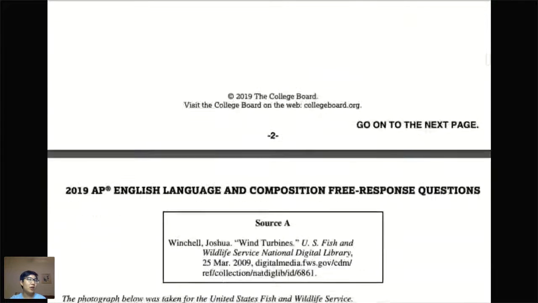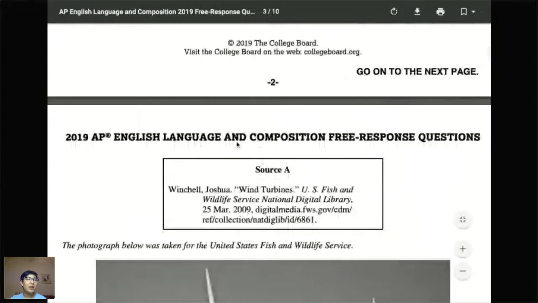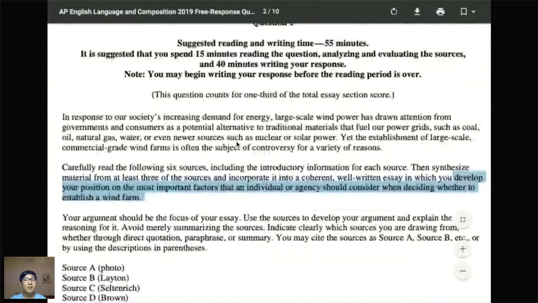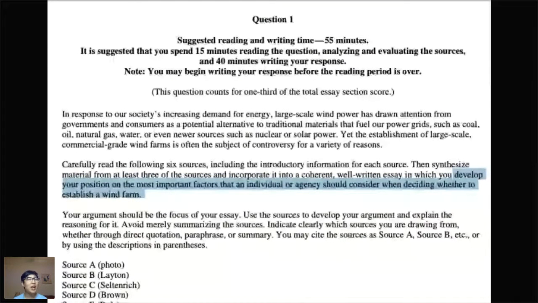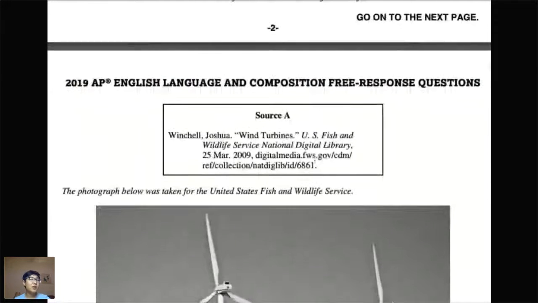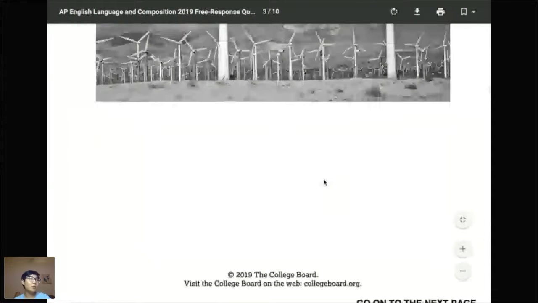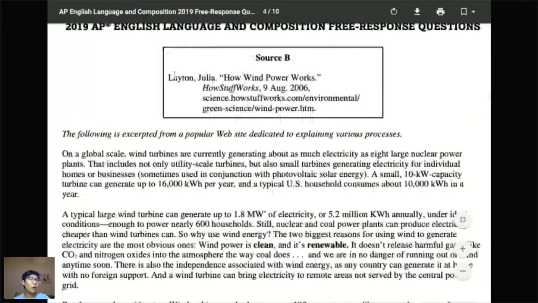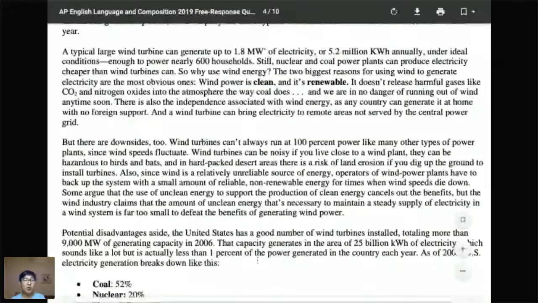So you'll get picture sources. And also, I think oftentimes in AP World or APUSH or whatever history classes you're in, they'll encourage you to call it source A, source B, source D, source E. My teacher, and I think many teachers who teach synthesis, encourage you not to do that. So instead, you'll cite them by their name and credibility. So Joshua Winchell of the U.S. Fish and Wildlife Service demonstrates in his photograph of wind farms, or Julia Layton of How Stuff Works finds in 2006, and so on. So citing your sources specifically is what you would want to do instead.